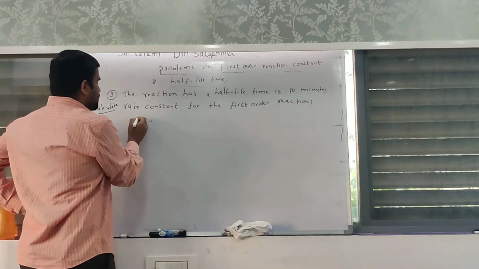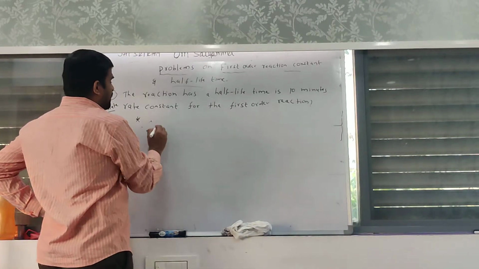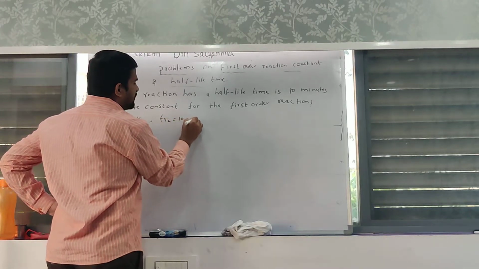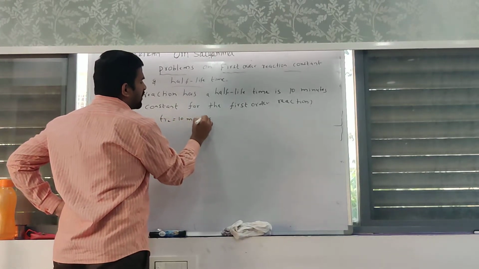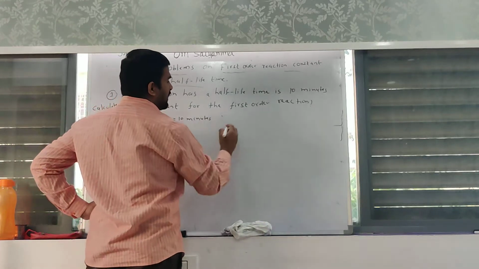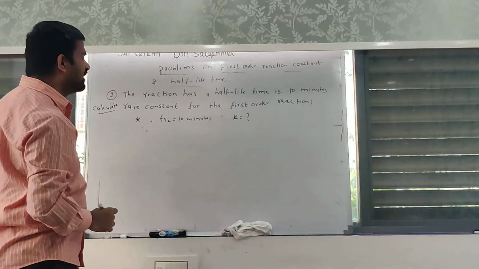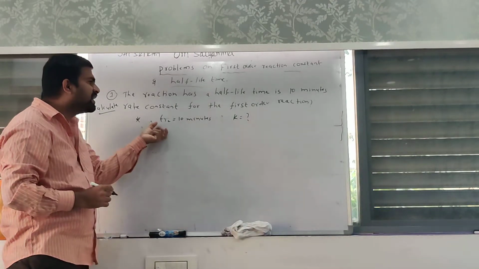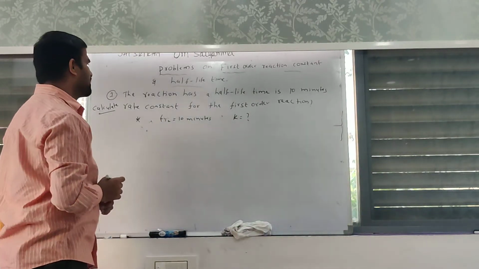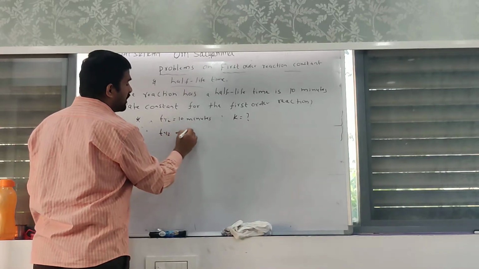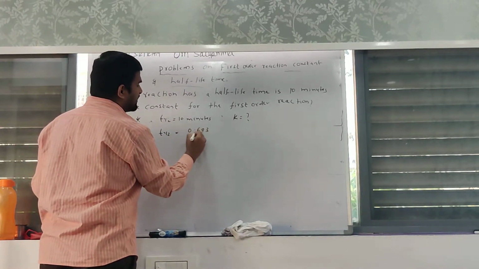Okay. Solution: the half lifetime is given. T half is equal to 10 minutes. You can calculate the rate constant, that is K. What is the relationship between T half and rate constant for a first order reaction? T half is equal to 0.693 by K.